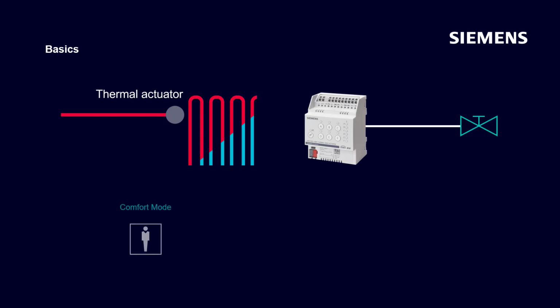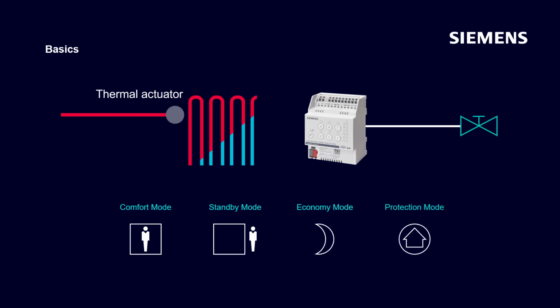The rooms are only heated to their comfort temperature when they are occupied. If the rooms are unoccupied for a short or longer period, the temperatures are lowered differently accordingly. When the windows are open, the room temperatures are reduced to such an extent that frost protection of the building is guaranteed, but no heating power is wasted.